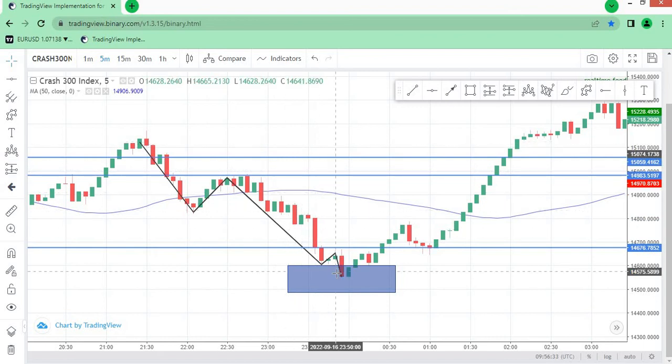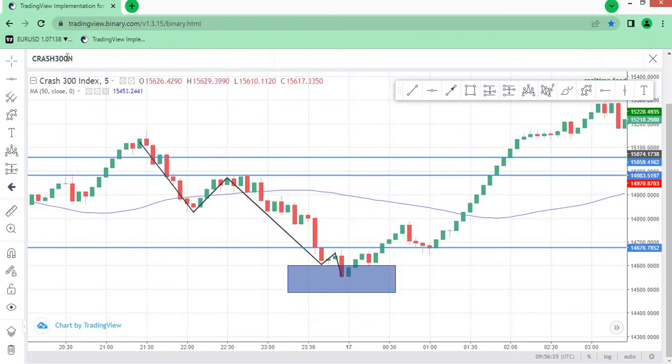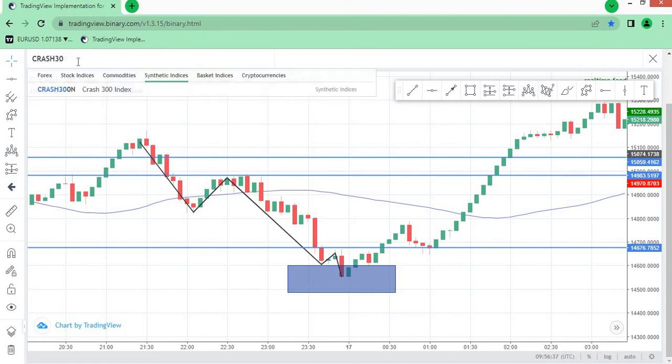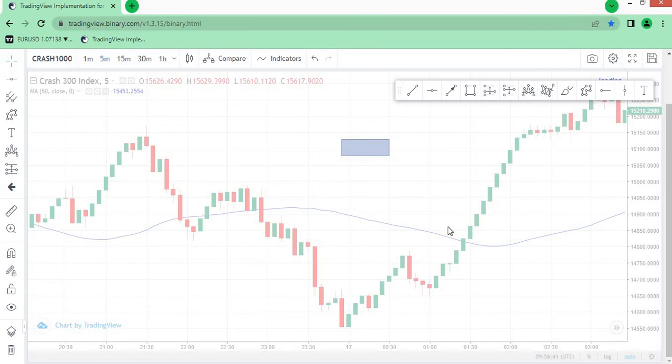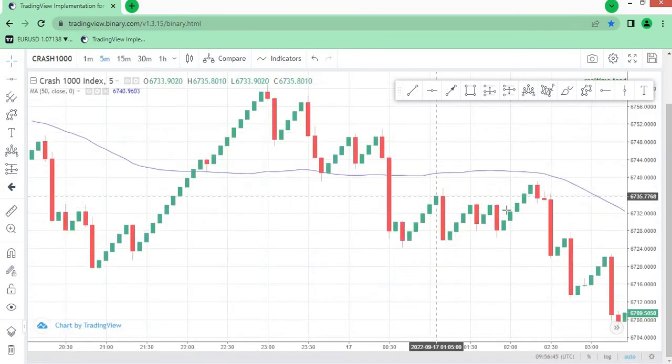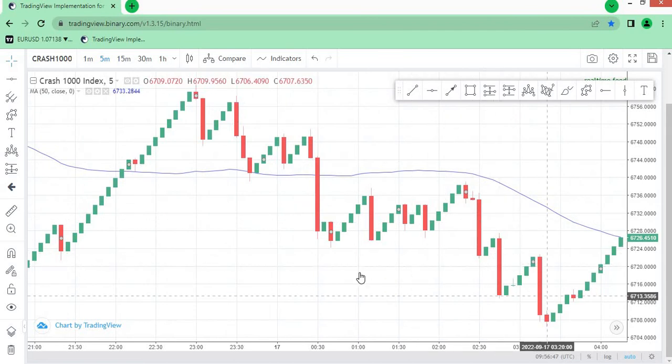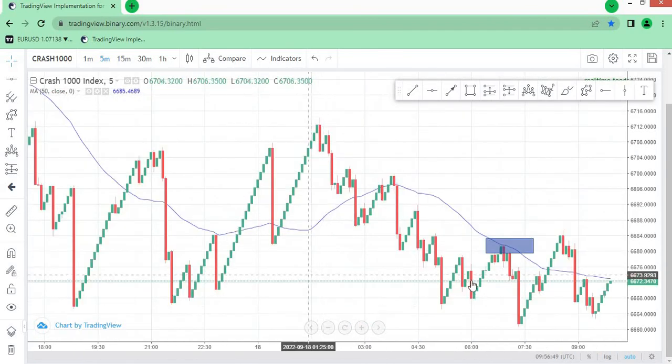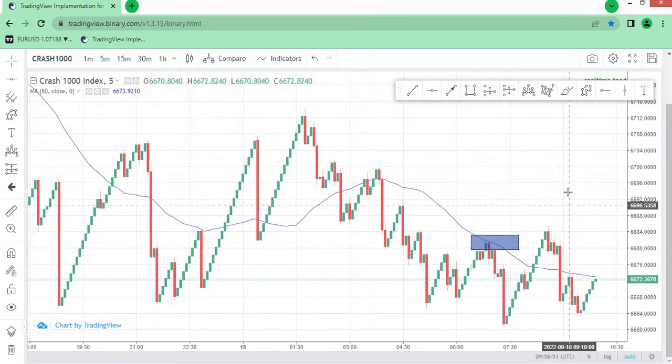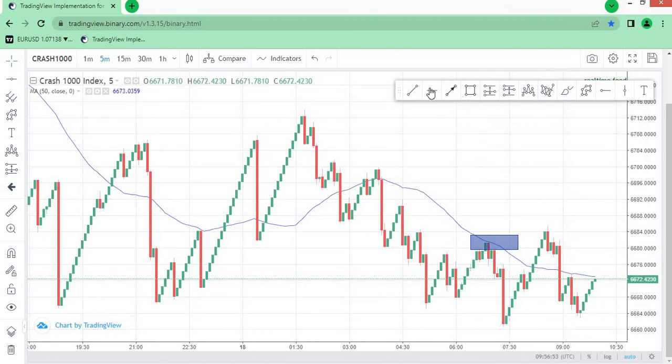Now this is the inverse head and shoulder. Now let's use Crash 1000. As you can see, let's use Crash 1000 to spot the entry, and now you can use this to trade on crash, guys. So now you can see here, guys. This is how you can do this to catch a spike, guys.